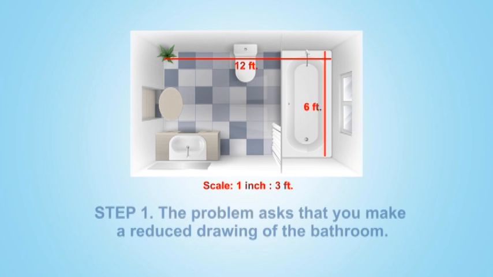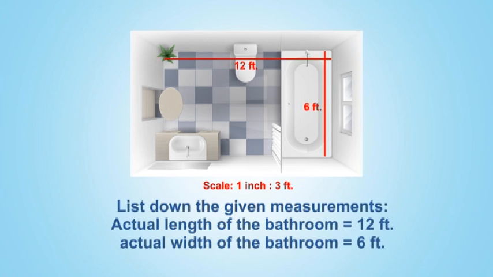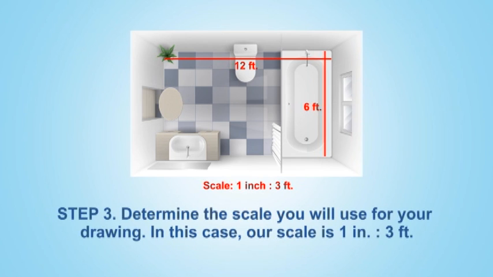Solution. Step 1. The problem asks that you make a reduced drawing of the bathroom. Step 2. Imagine the objects that should be drawn as shown from the top and know the exact measurement of all its parts. List down the given measurements. Actual length of the bathroom, 12 feet. Actual width of the bathroom, 6 feet. Step 3, determine the scale you will use for your drawing. In this case, our scale is 1 inch to 3 feet.